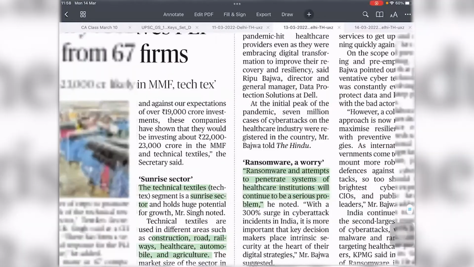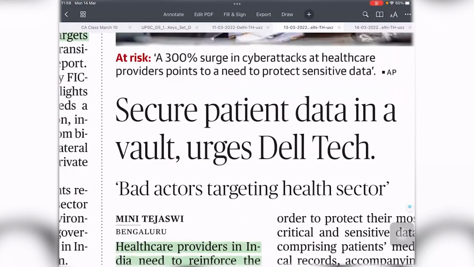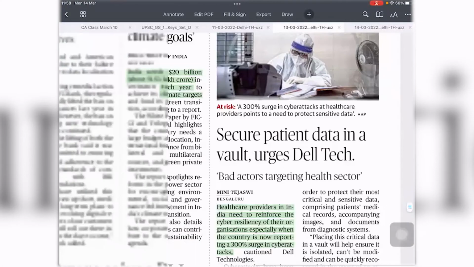Now, what is he talking about? He's saying secure patient data in a vault. Okay. Is there any government program for digitization of medical records? Yes, sir. NDHM. What is that? National Digital Health Mission. Is it a part of Digital India? No, sir. Okay. It is part of Ayushman Bharat.